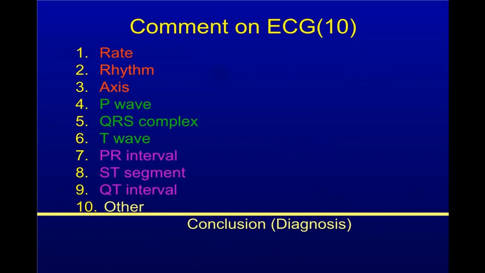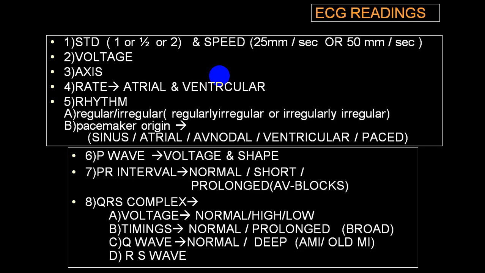When you start reading an ECG, you have to read rate, rhythm, axis, P wave, QRS complex, T wave, PR interval, ST segment, QT interval, and any other abnormality which you can make out. And then give the final diagnosis with the help of clinical history, previous ECG, and recent ECG. Try to come to the nearest diagnosis. So here I have kept how you go about reading an ECG.